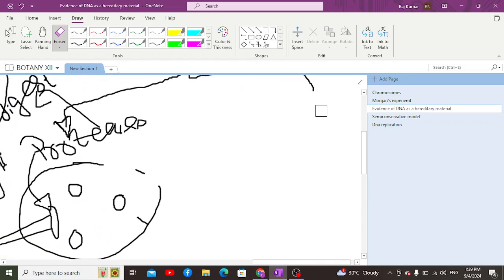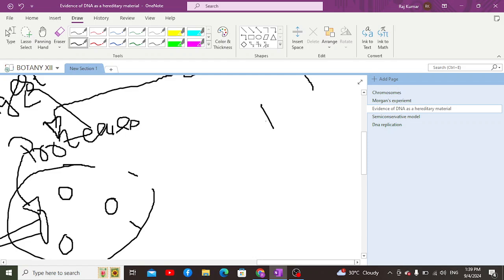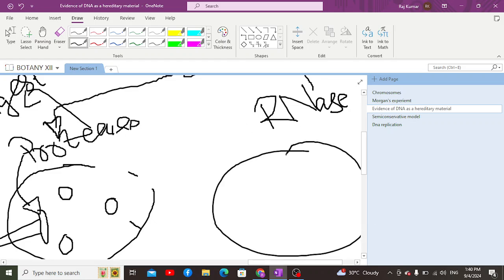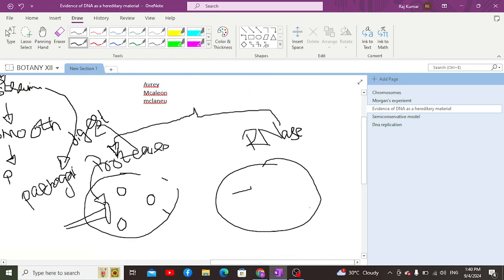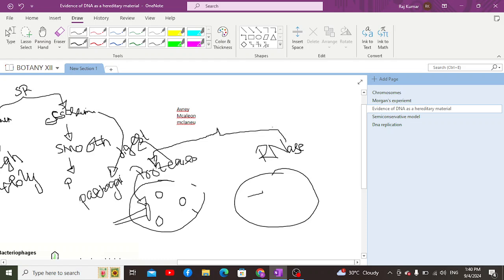Now in the second experiment, they utilized the RNase enzyme. RNase causes hydrolysis, that is, degradation of the RNA. When they introduced RNase into the culture dish, they made the culture free of RNA. When this culture was injected into the mice, they noticed that the same transformation process was still going on. There was no big change.